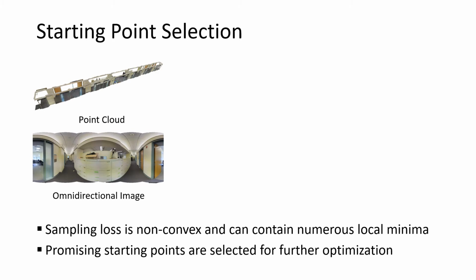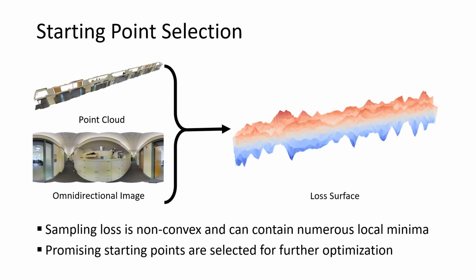Unfortunately, sampling loss may contain spurious local minima. Given a point cloud and query omnidirectional image, what we visualize on the right are the sampling loss values computed over different locations in the point cloud. One can clearly see that many local optima are present.